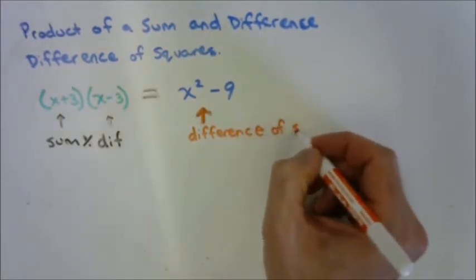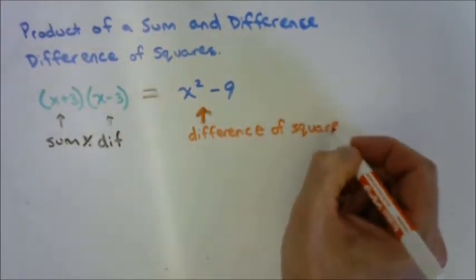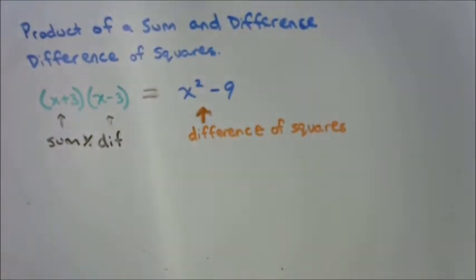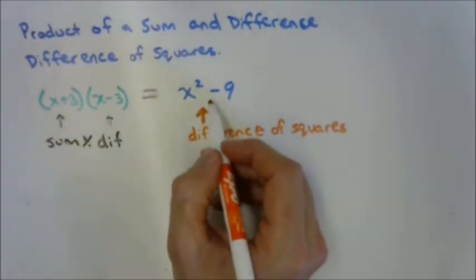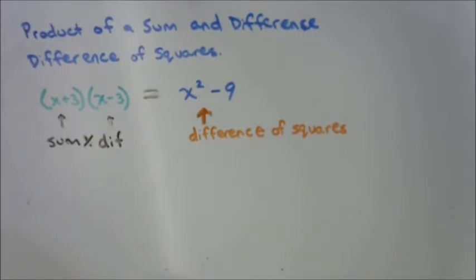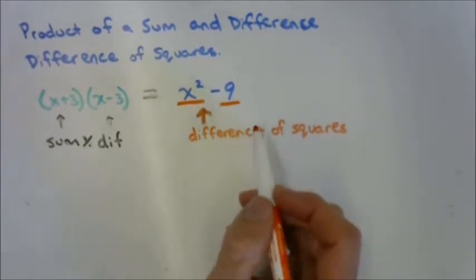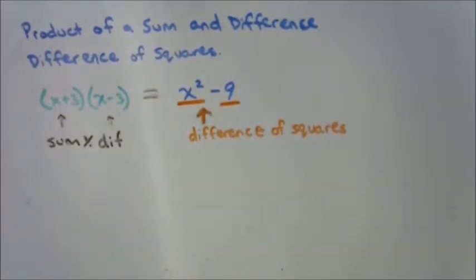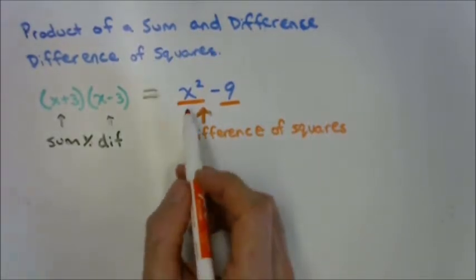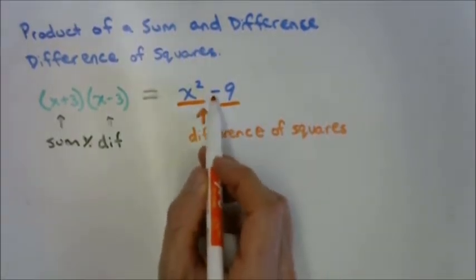Difference of squares. How do you think that one gets its name? Do you see a difference symbol? Yes. Subtraction. This is difference. Do you see any squares? Yes. Where? It's x squared. X squared is a square. Is 9 a square? Yes. Front page of your notes says that 9 is a perfect square number. 3 times 3 is 9. So these are both squares, and there's a difference in between.